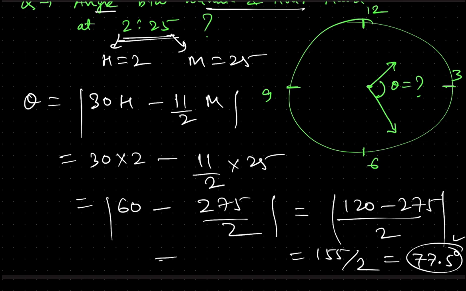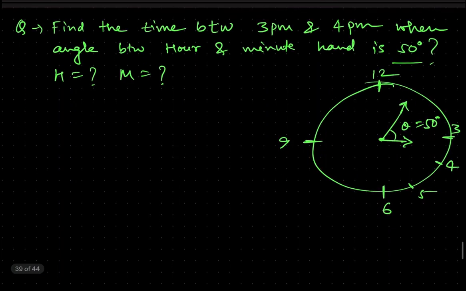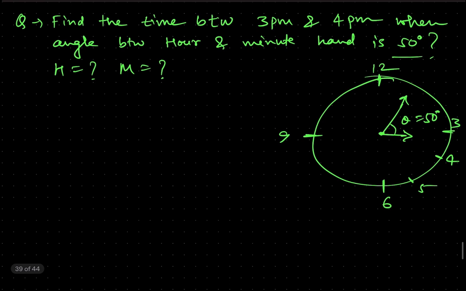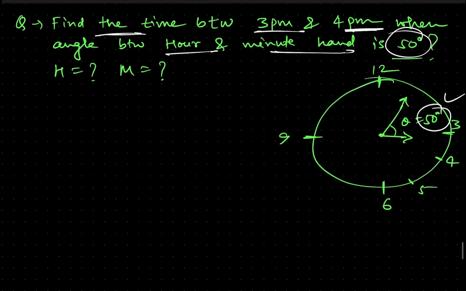I hope you have understood. Let's see one more question to make you more clear. Find the time between 3 p.m. and 4 p.m. when the angle between the hour hand and minute hand is 50 degrees. When the angle is given as 50 degrees, we have to find the time. h and m are not given, but we will always take h as 3, because 3 p.m. is given. So h is 3, we don't know m. Let's put it in our formula.